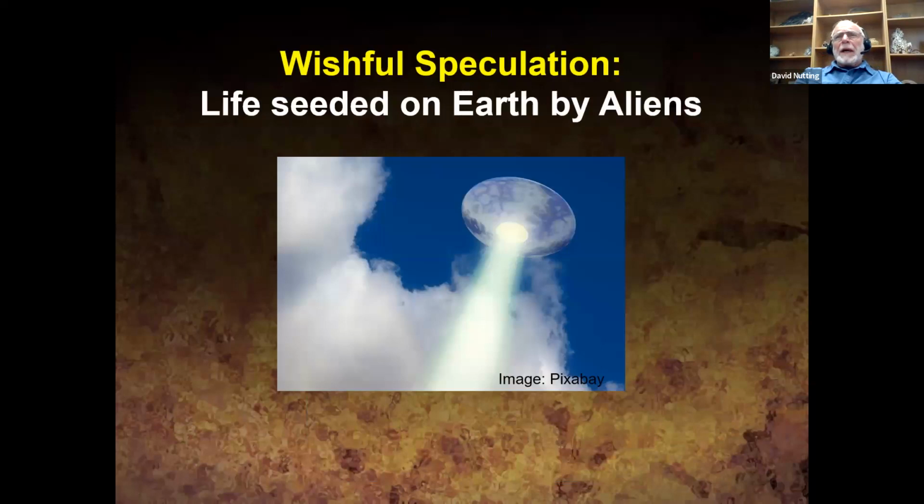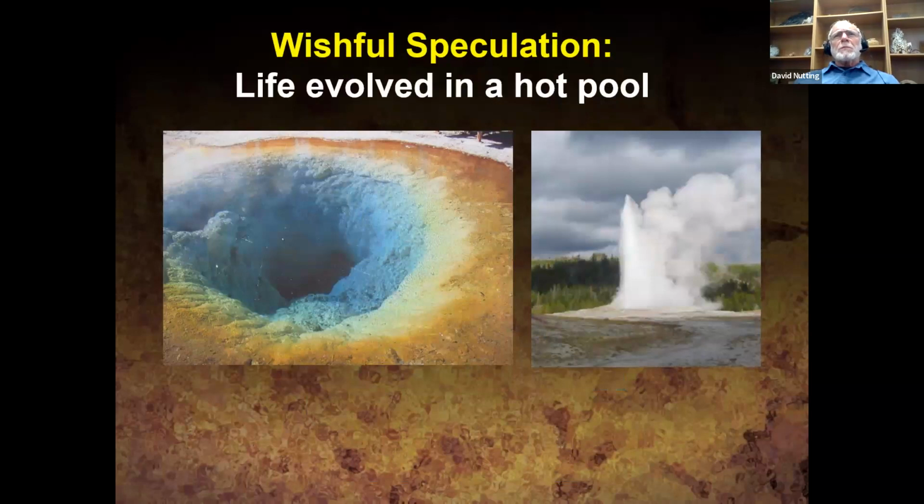So, more wishful speculations. Life was seeded on Earth by aliens. Now, why did they come up with that in the first place? Because they realized the conditions on Earth are not conducive to producing life spontaneously. And then the other possible wishful speculation: life evolved in a hot pool, such as what you find there at Yellowstone, at Old Faithful and Morning Glory pools. Perfect spot for life, but they haven't produced it.